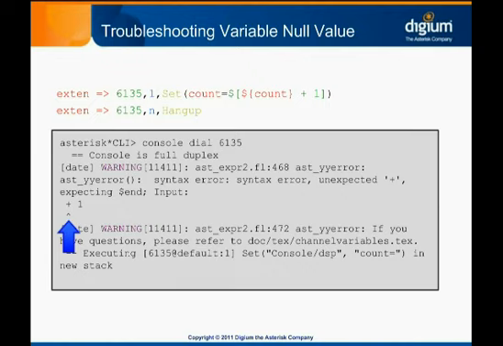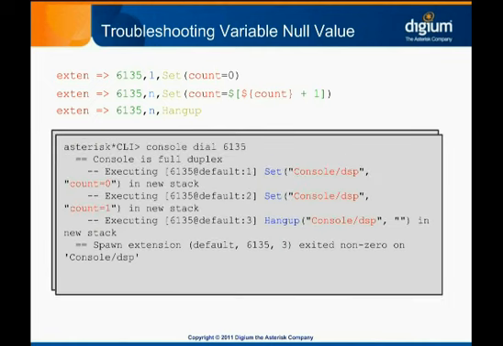This is easily fixed by adding a line of Dialplan. On the CLI, you can see that initializing the value of count to 0 allows the next priority to be executed without error. The variable substitution takes place and the expression evaluates to 1, which is then stored into the count variable.